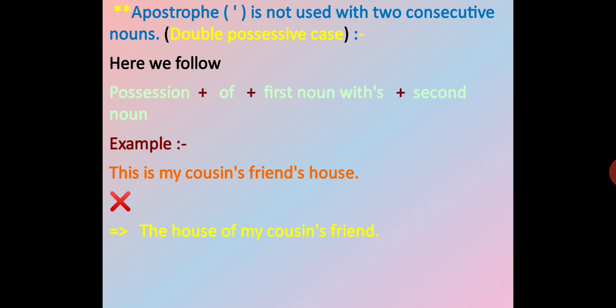We add only apostrophe s with cousin because cousin and friend are not used for a single person. Both the persons are different. So, we use the house of my cousin's friend. It is the correct form of the possession.